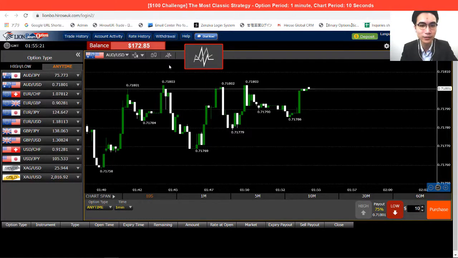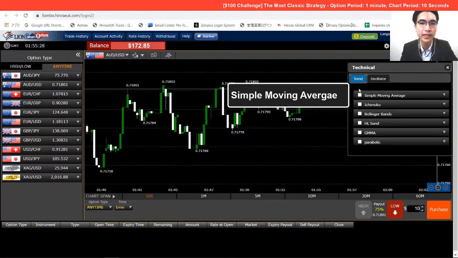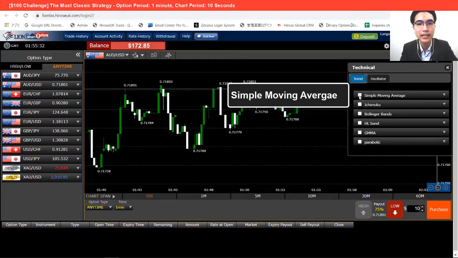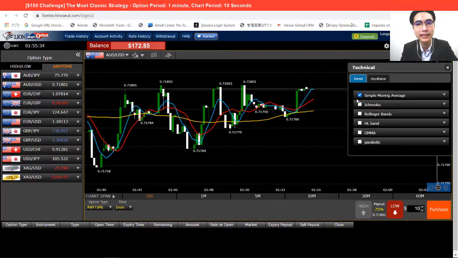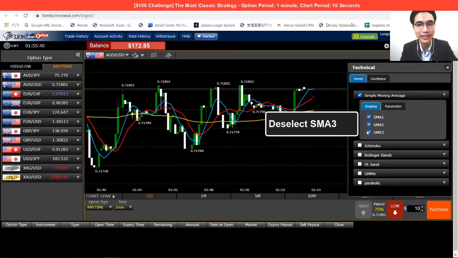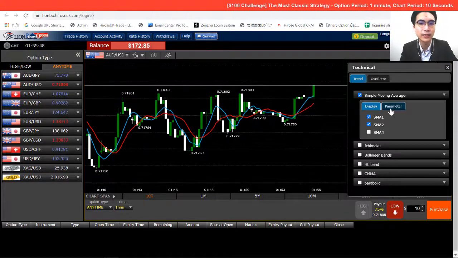Let's go to technical indicator, click on that, and then we will choose the simple moving average and put a tick in the little box right there. Then we'll open the drop down, click on it, and deselect the SMA3. We're only going to use two simple moving averages, so deselect SMA3, and then after that we will go to the parameter.